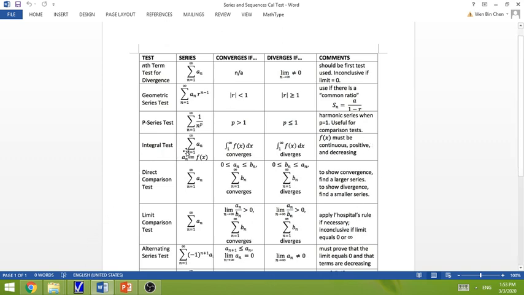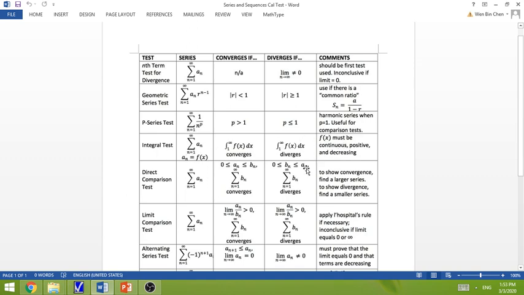And the integral test. For the integral test, you want to find the integral. Let's say you integrate and you can find a finite number for the area under the curve. That's always considered convergent. But if it's infinite, or the limit goes to infinity, that's always considered divergent. So f of x must be continuous, positive, and what? Decreasing. Okay, that's a condition you have to satisfy before you apply the integral test.